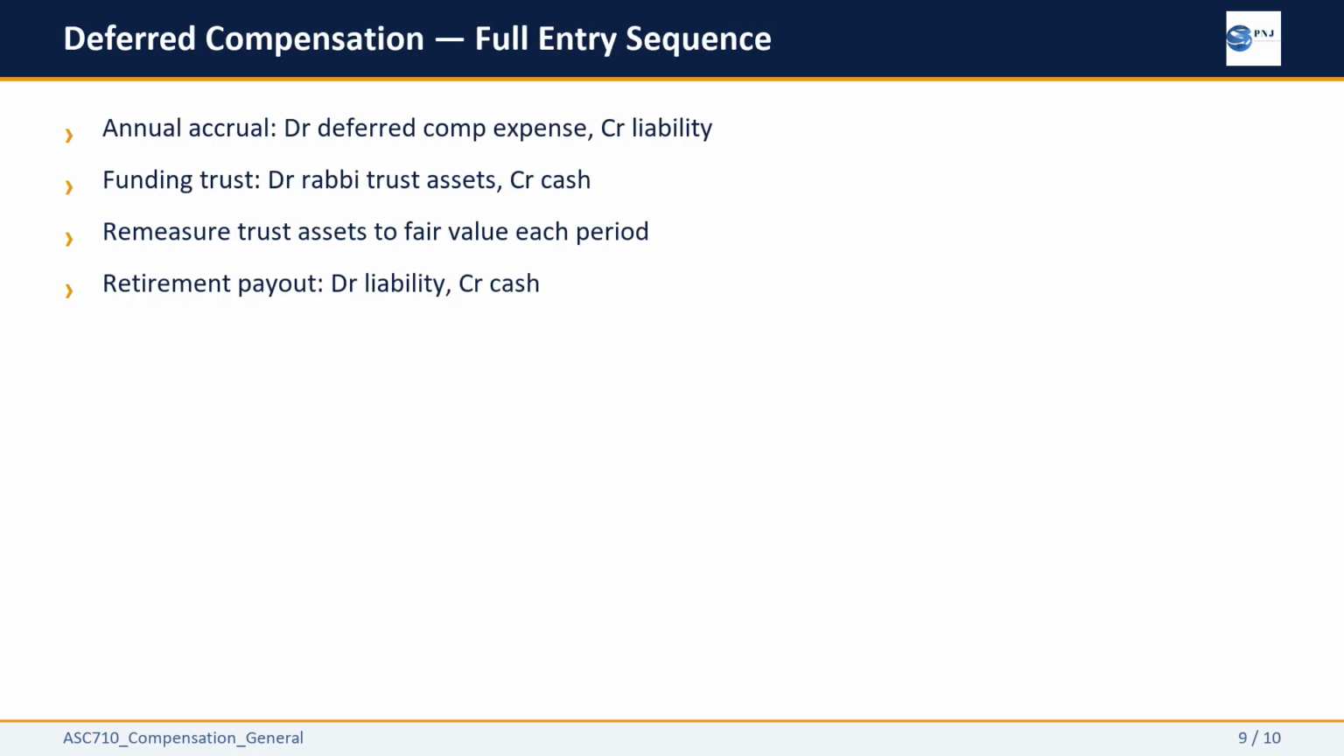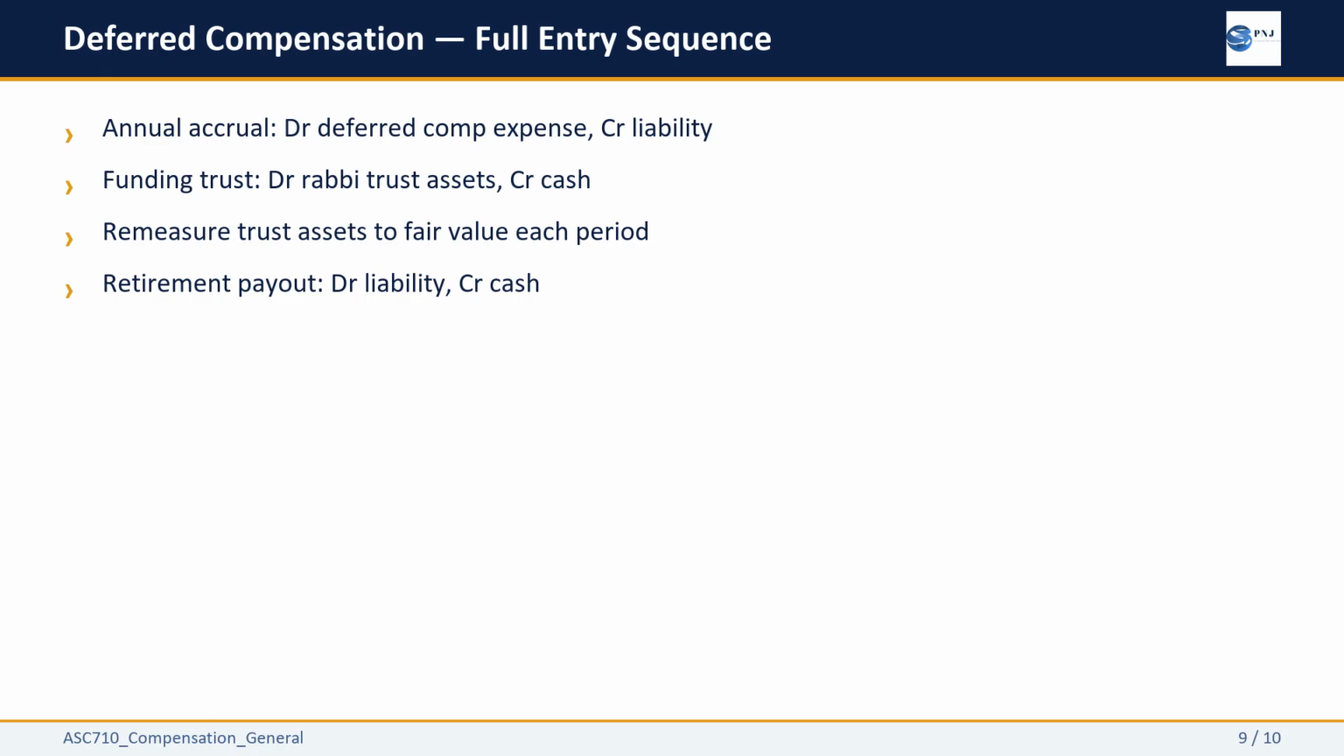Putting the deferred compensation entry sequence together. Each year during the employee's service, accrue the obligation, debit deferred compensation expense, credit deferred compensation liability. When the employer funds the Rabbi Trust, debit Rabbi Trust assets, credit cash. If the trust holds securities, remeasure to fair value at each period end. At retirement, settle the liability, debit the deferred compensation liability, credit cash.